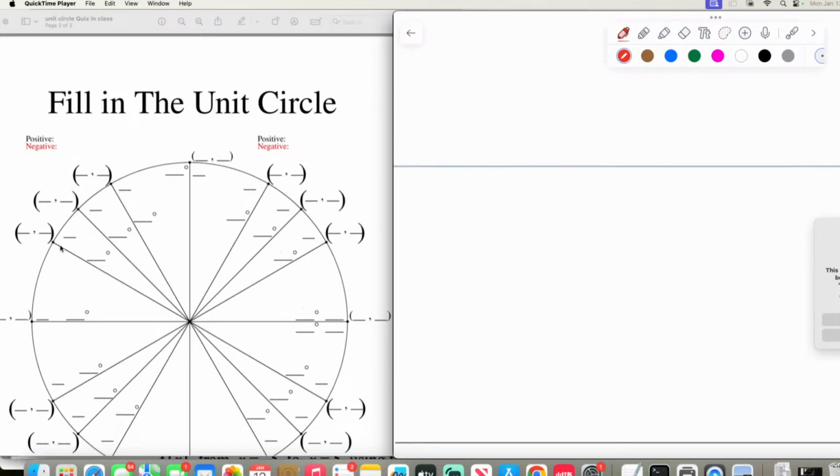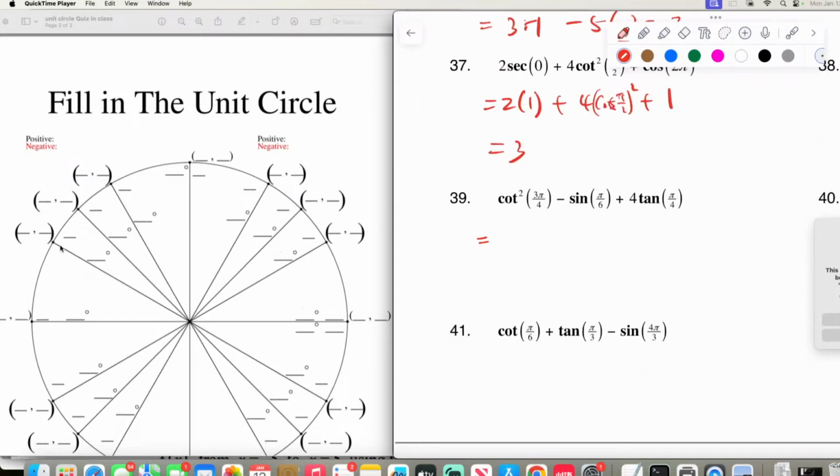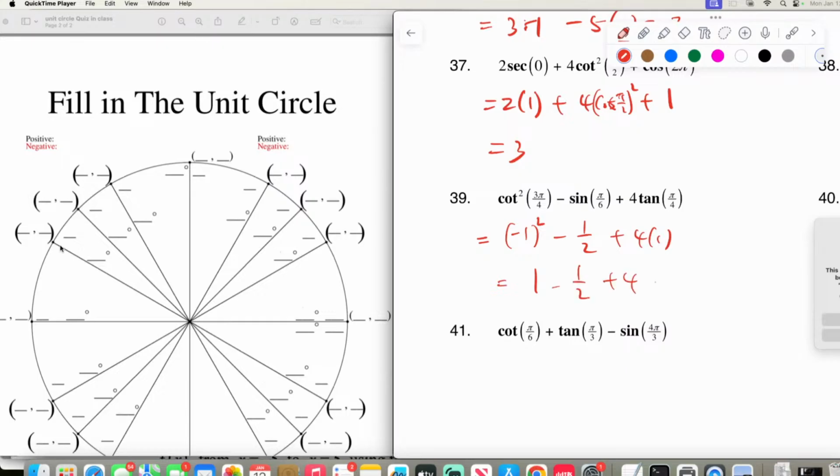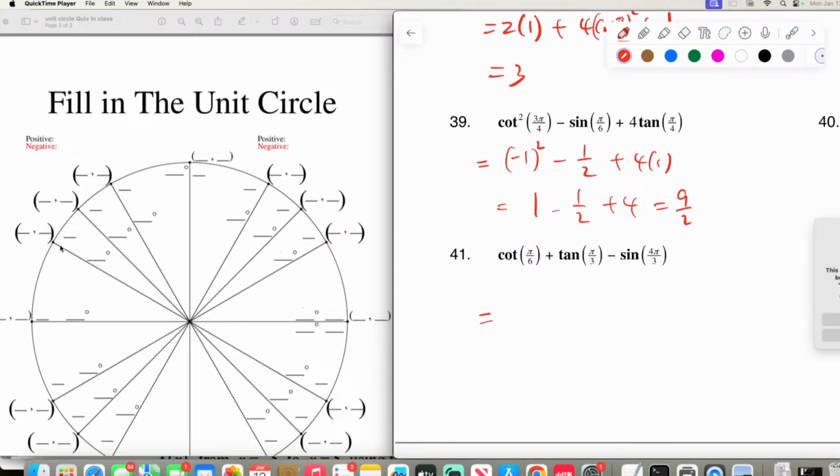All right, so we are almost done. 2 more questions. Cotangent of 3 pi over 4, and 3 pi over 4 is going to be -1. So -1 squared, so it's positive 1. Minus, this is 1/2, plus 4 times 1. So that's equal to 1 minus half plus 4. So that's 9 over 2. Is that right? Okay. So the last one is cotangent.